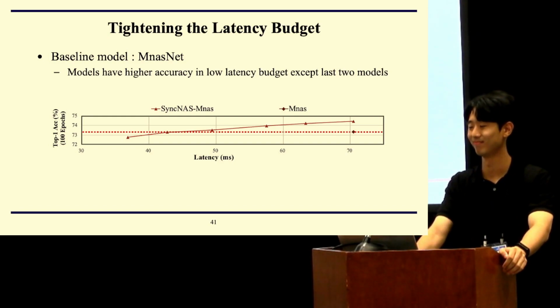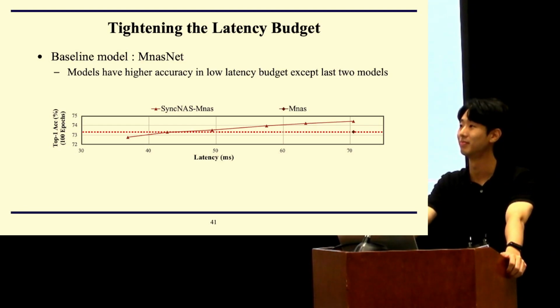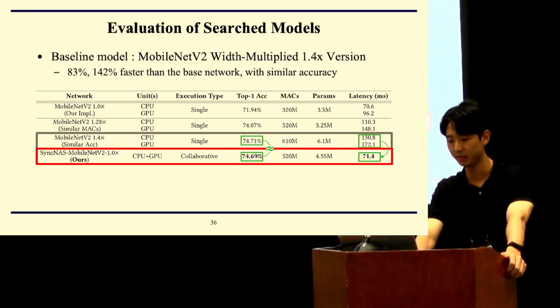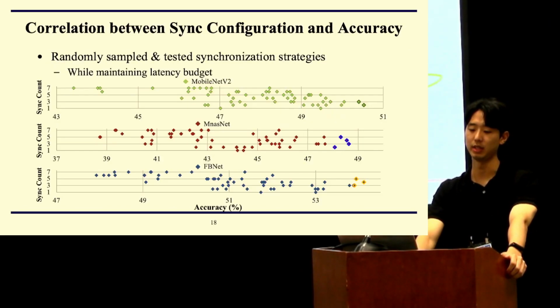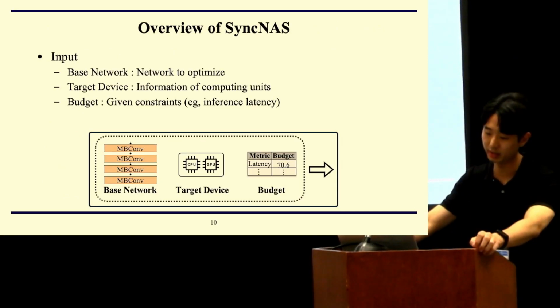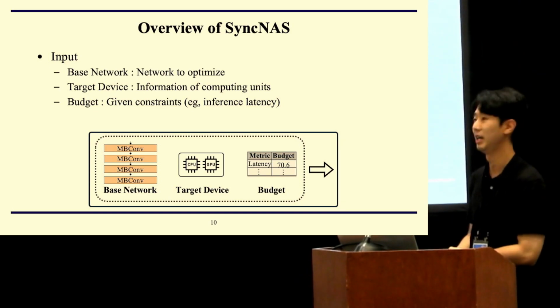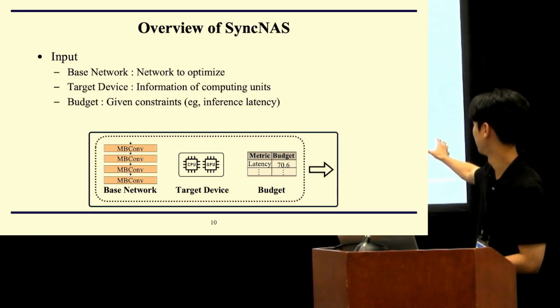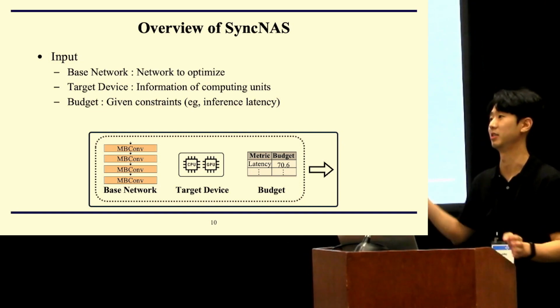Okay. I have one short question. Have you looked at energy consumption? Doesn't that use much more energy for just a little bit more accuracy? So we can modify this formula. The synchronization takes input based on the network, target device, and budget. So when the budget changes from latency to energy consumption, we can modify the budget and figure out how to elaborate the model by this budget.